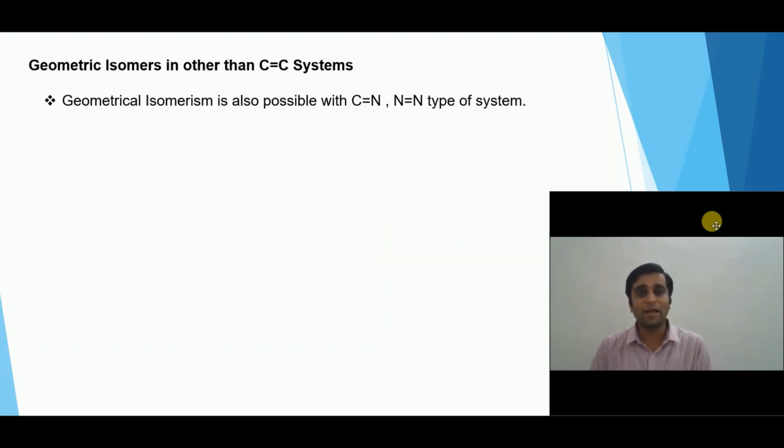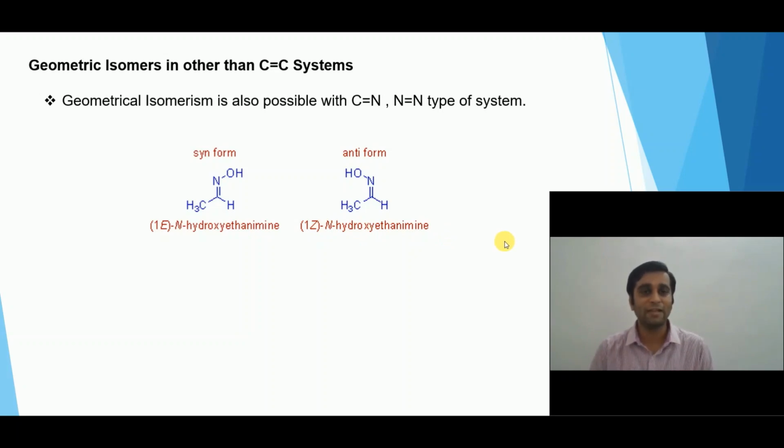Geometrical isomers, as far as the C double bond C system is concerned, we have studied. Now it is also applicable to C double bond N as well as N double bond N type of system. Let us see an example. Here the first example I have mentioned is hydroxyethanamine. Here you see carbon is attached with nitrogen double bonded. And if I say nitrogen, the lone pair of nitrogen is considered as a fourth substituent.